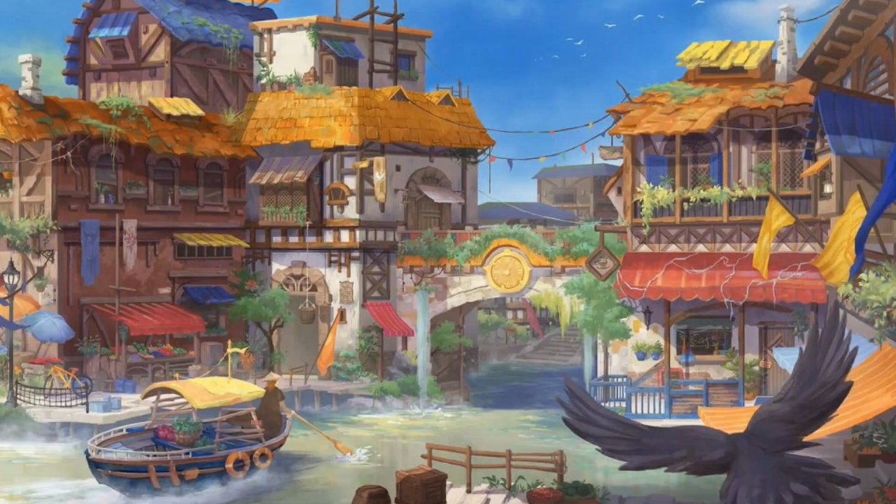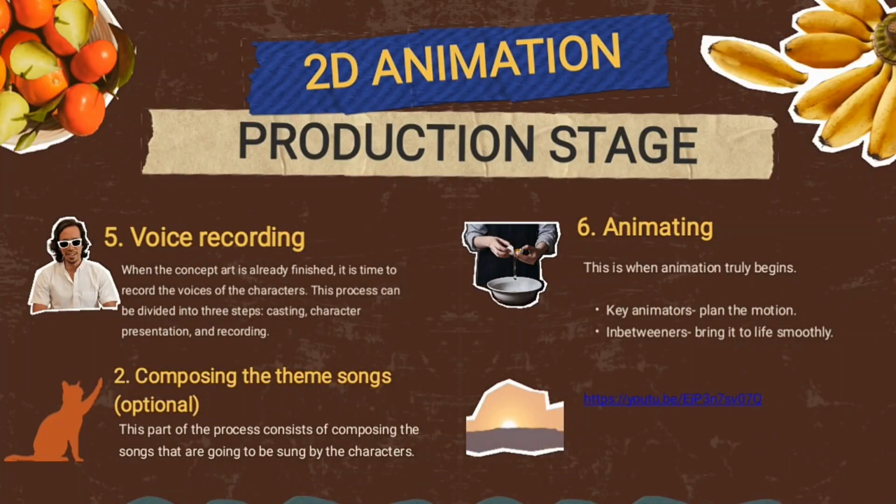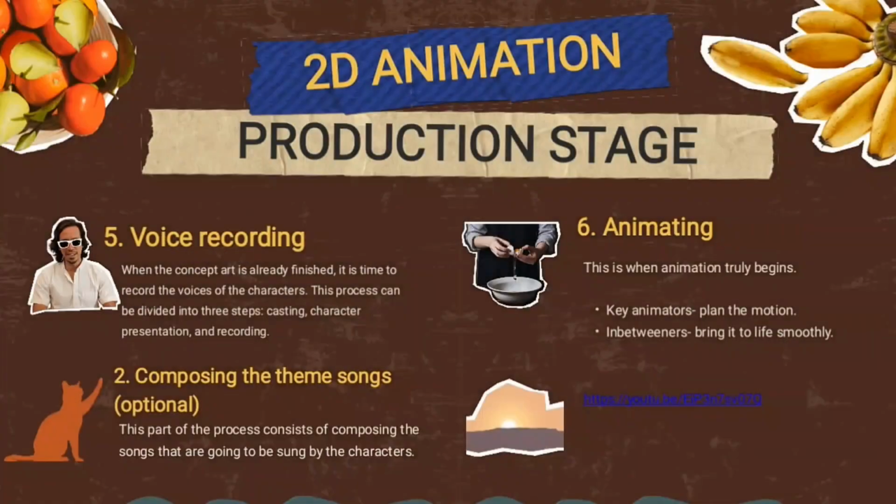Good. And the fourth stage will be concept art. Concept art sets the overall style, the colors, mood, and visual tone. It also shapes the final look of the animation. And the fifth stage will be voice recording. In voice recording, actors record the characters' voices. These recordings guide the animators when matching mouth shapes and emotions.